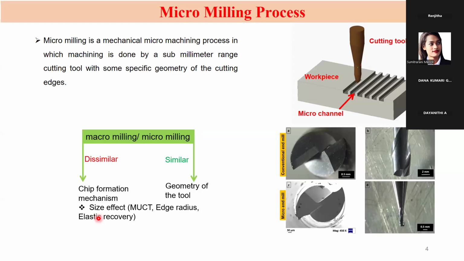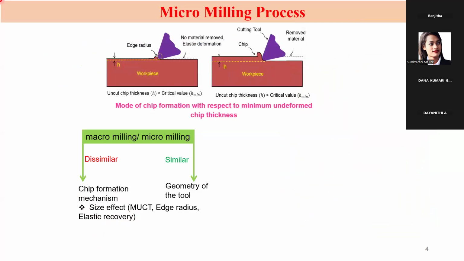as compared to the conventional milling process, because here the size effect comes into the picture. So what is the size effect? I will discuss that part. Size effect means, let's say in this image, the simple machining process image, the chip formation occurs by shearing. But in the micro milling process, the undeformed chip thickness, meaning the feed per tooth, is very small.